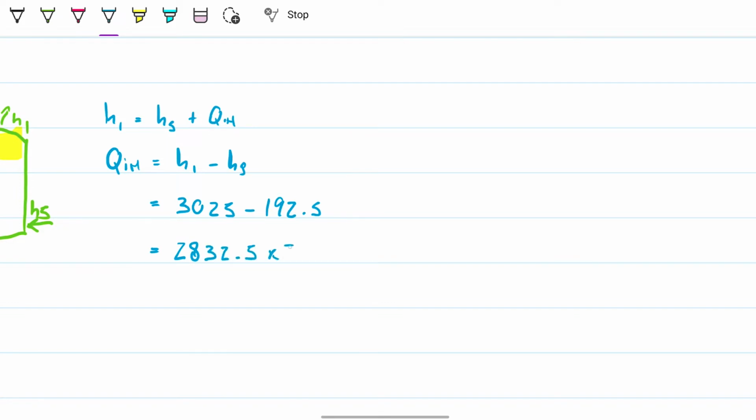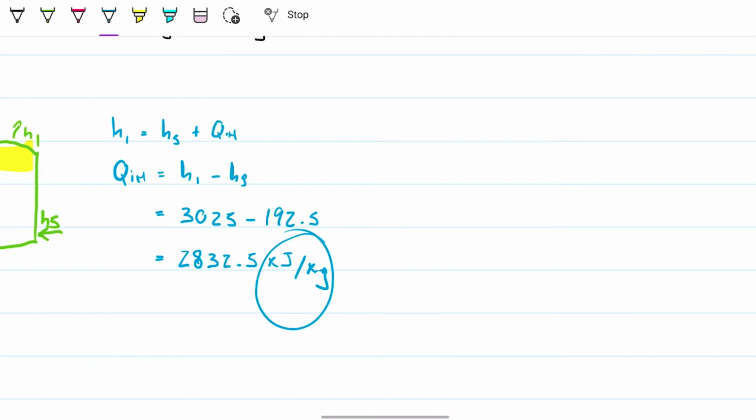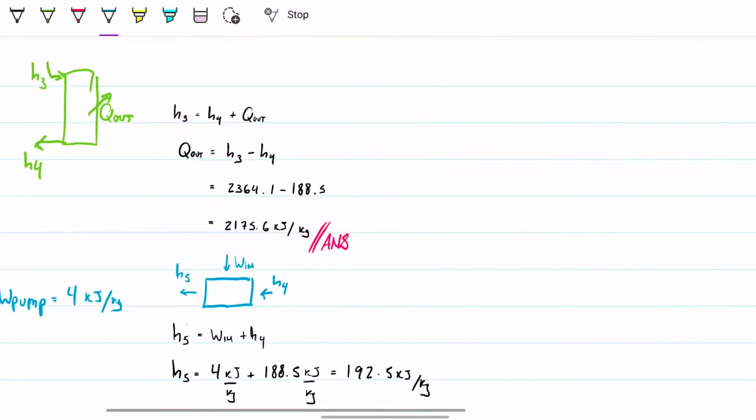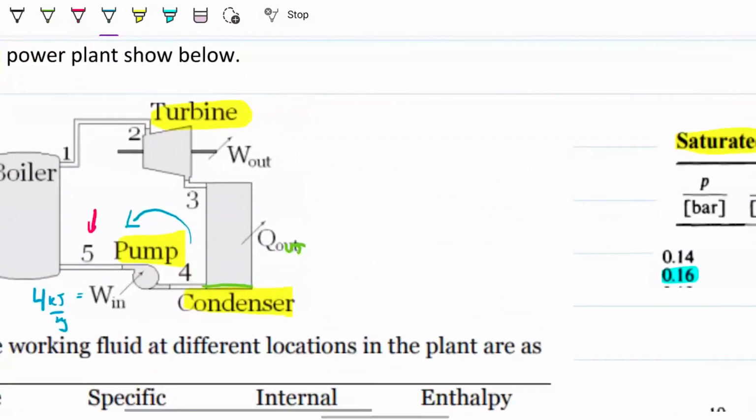2832.5, and that is kilojoules per kilogram. Okay, so for every kilogram of water going through my boiler, I have 28.32. Super important. This is a step in which we're gaining energy, right? So let's go back to our drawing.